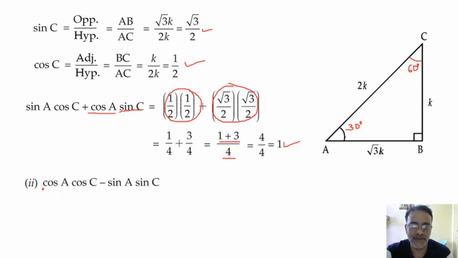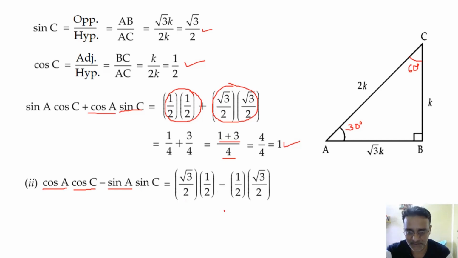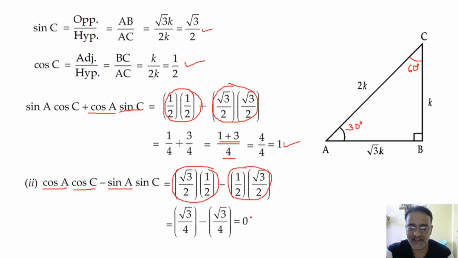Second bit, cos A cos C minus sin A sin C. So we'll substitute cos A root 3 by 2, cos C 1 by 2, sin A 1 by 2 and sin C is root 3 by 2. So both will become root 3 by 4, root 3 by 4. And the answer is 0. Okay? Any doubt in this question? No, sir.